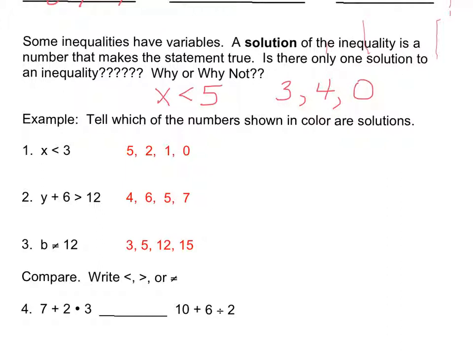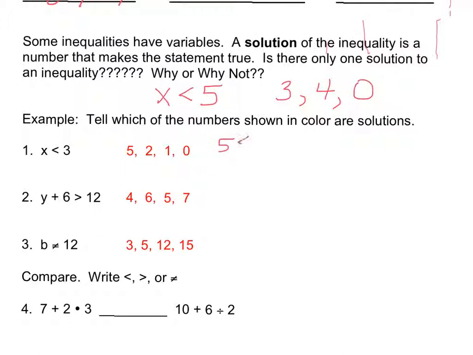In some of our examples, we're going to look at a set of numbers in red, and we're going to tell which of the numbers shown in red are solutions. So the first example is x less than 3. I'm going to simply substitute the different numbers in for x and see if the statements are true. So I'm going to start with 5.